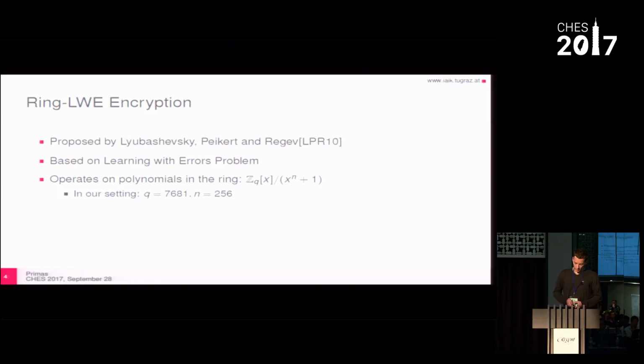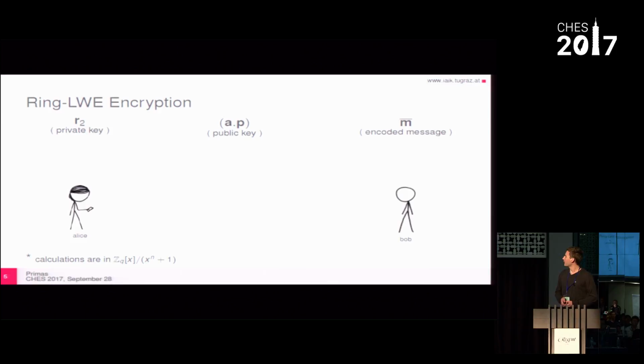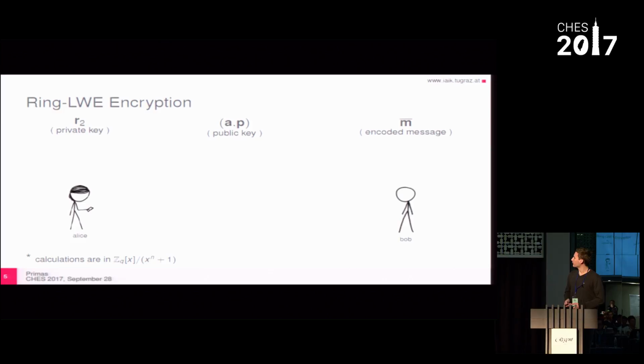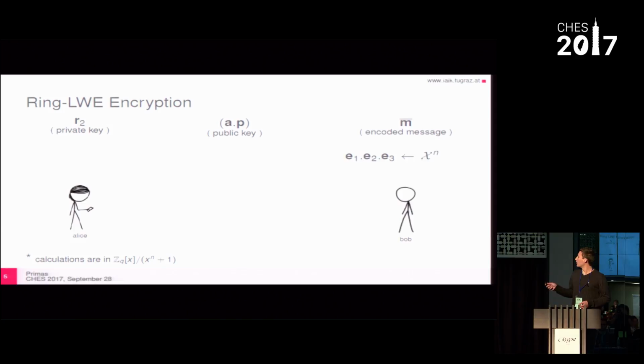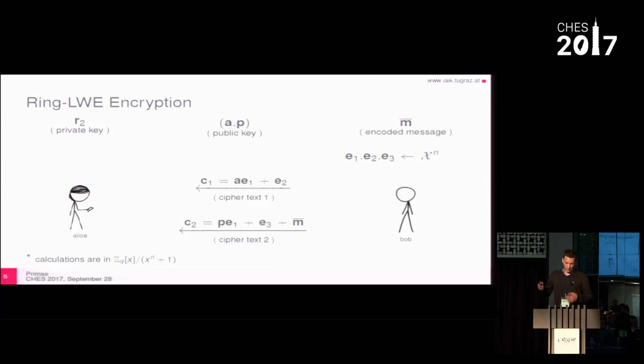So how does it work? As always with asymmetric crypto, we need a private key, a public key, and a message, and all of those are already polynomials at the beginning. If Bob wants to encrypt a message and send it to Alice, he first needs to sample a couple of error polynomials from some error distribution, as seen here. For lattice-based encryption, this is usually a Gaussian error distribution. Then he simply combines the public key with the message and those error terms and creates a ciphertext that consists of two parts, c1 and c2.